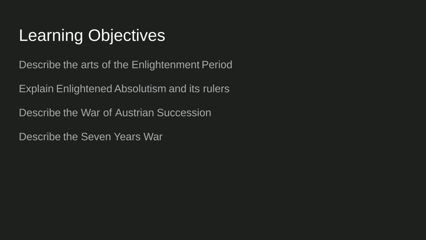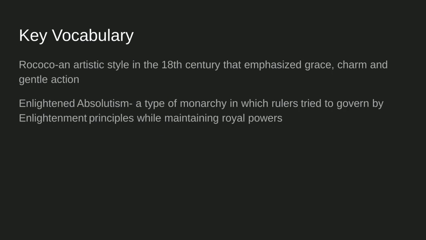Describe the arts of the Enlightenment period. Explain enlightened absolutism and its rulers. Describe the War of Austrian Succession, and describe the 7 Years' War. So you should be able to answer those four basic questions. Make sure that you jot these down. You can go back and answer them after watching the video lecture.